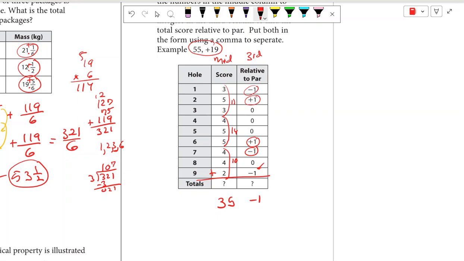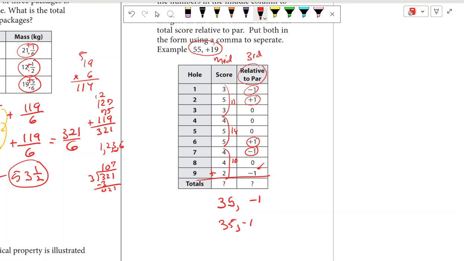So it's -1. And remember, it did say in the directions to use a comma to separate it. Now I bet there's not going to be any spaces, so just put 35, comma, -1.